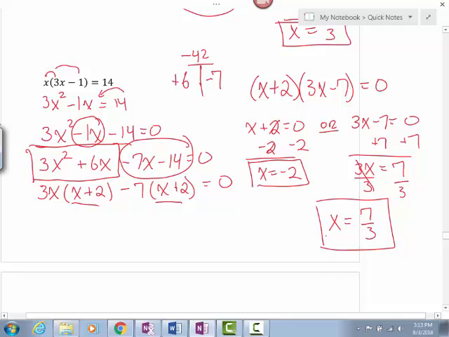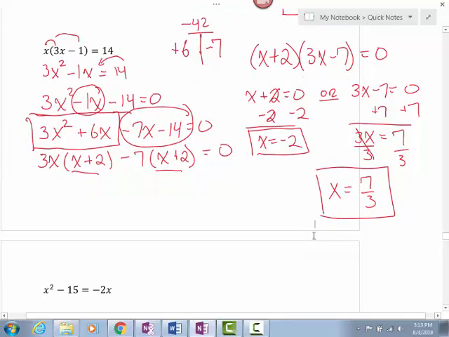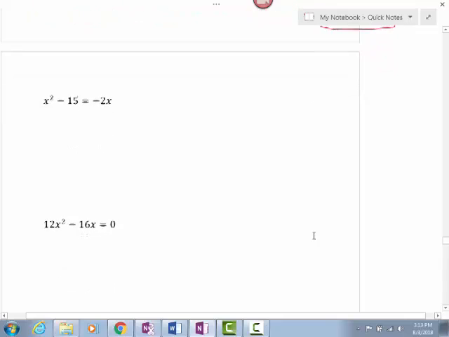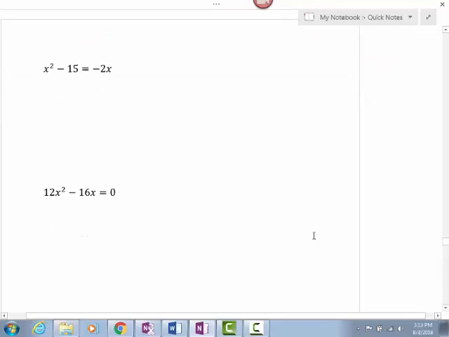So this problem was a little bit longer. We had to do a couple more steps. But again, what I like about it is it reminded me how to do grouping, right? Okay. So now, same thing with this next problem. The first thing I need to do is rewrite this. I'm going to move that 2x over, so that's going to become x squared. Right now it's negative. When I cross the equal sign, it's going to become a positive 2x minus 15 equals 0.